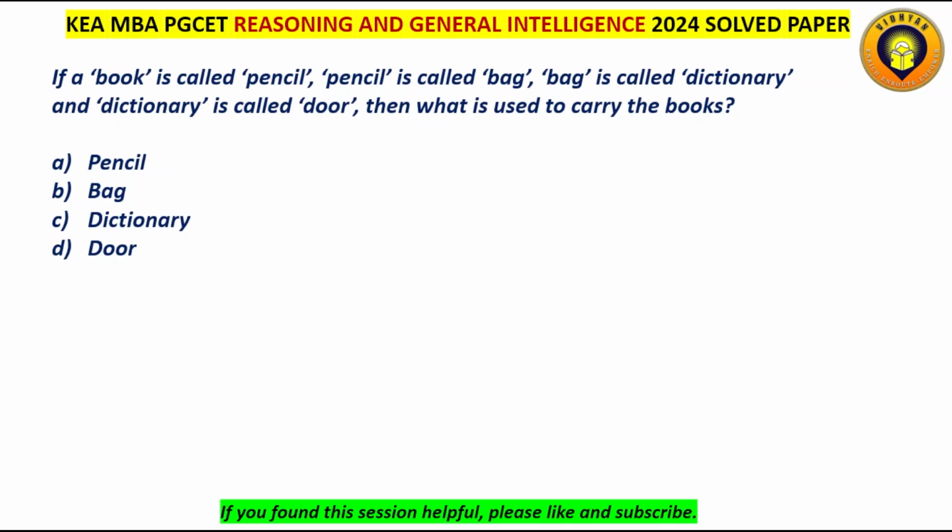If a book is called pencil, pencil is called bag, bag is called dictionary, and dictionary is called door, then what is used to carry books? Bags are used to carry books, but bag is called as dictionary. Bag is called as dictionary, so the answer is option C.